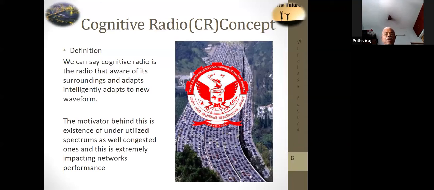Okay. Then we look at the lower portion of the slide where it says the motivator behind this is the existence of underutilized spectrums as well as congested ones. And this is extremely impacting network performance. Okay. So when you have a spectrum which is highly congested, you definitely don't want to go into it. Like as you are seeing the traffic flow here, you would know which of these lanes to take, at which time you can take it, and how you can take it. So the cognitive radio in a very intelligent way will maneuver and see how it can take traction in such types of environments.